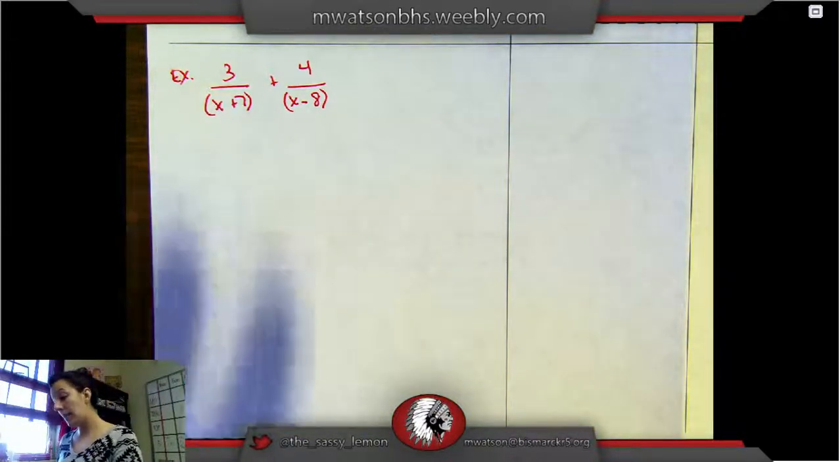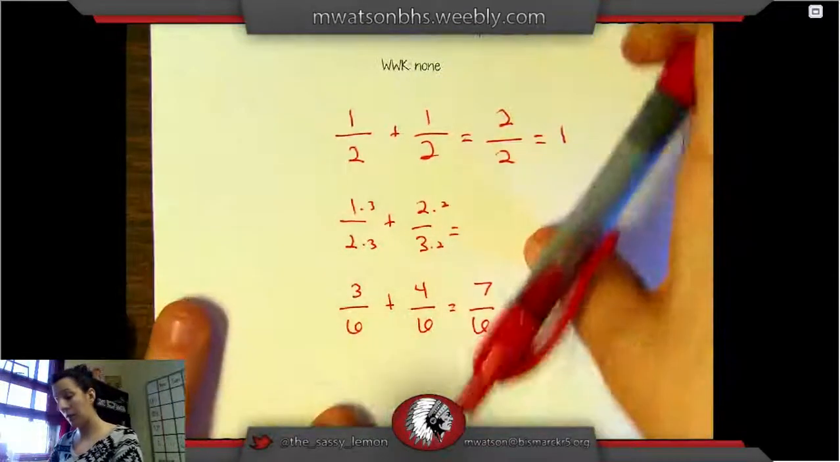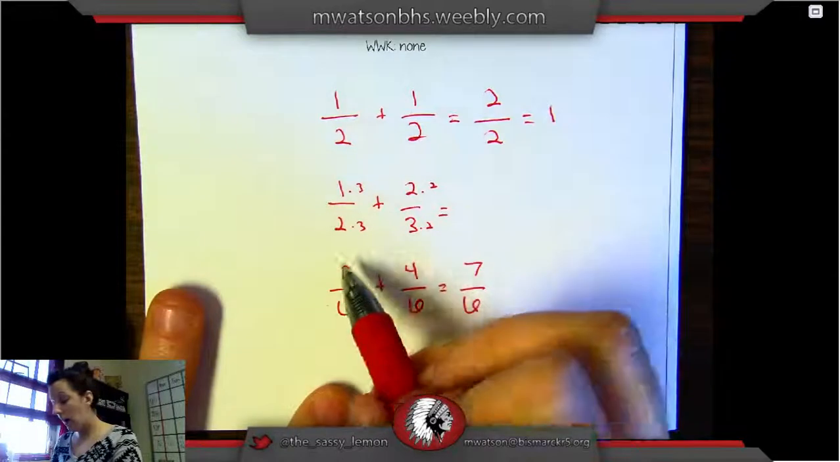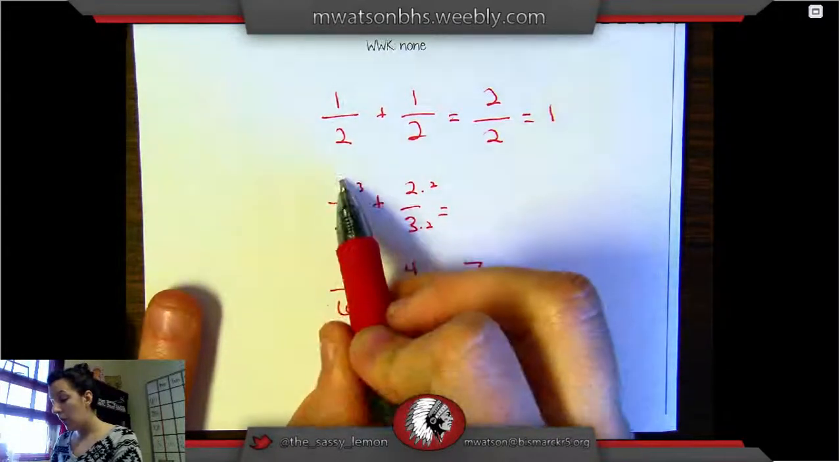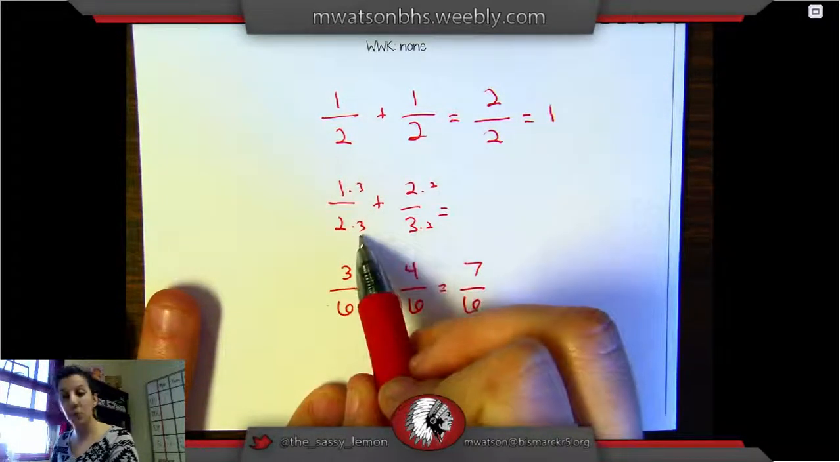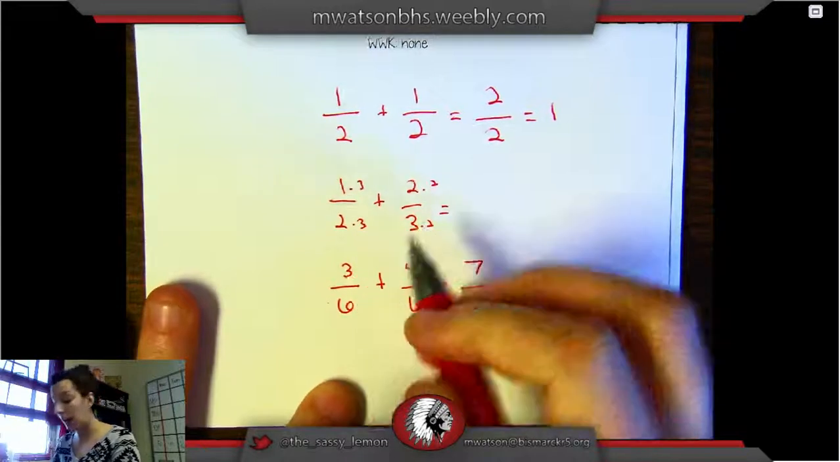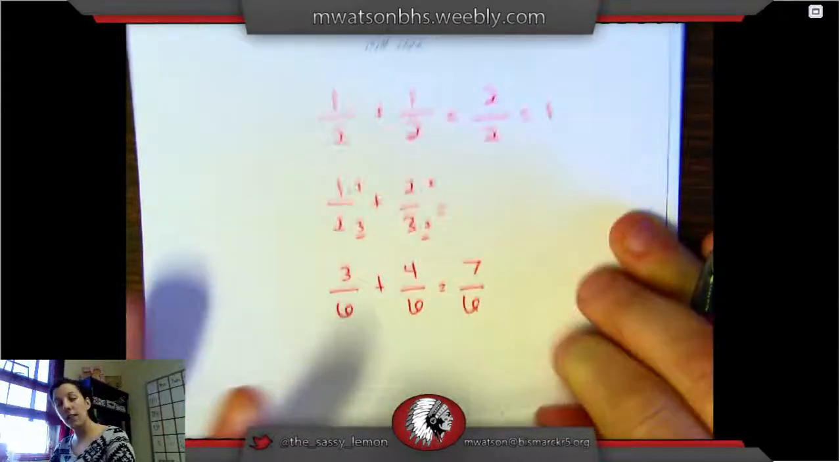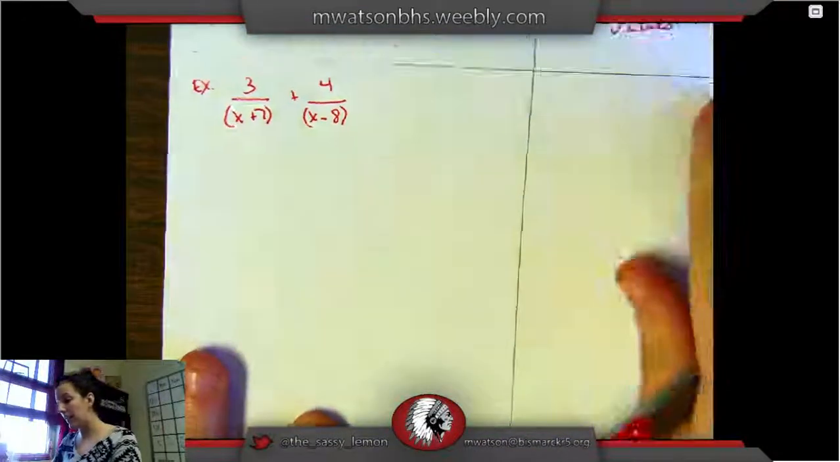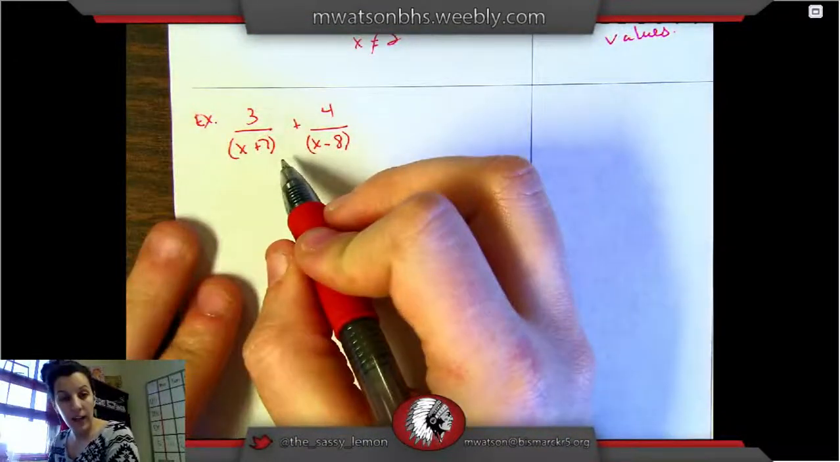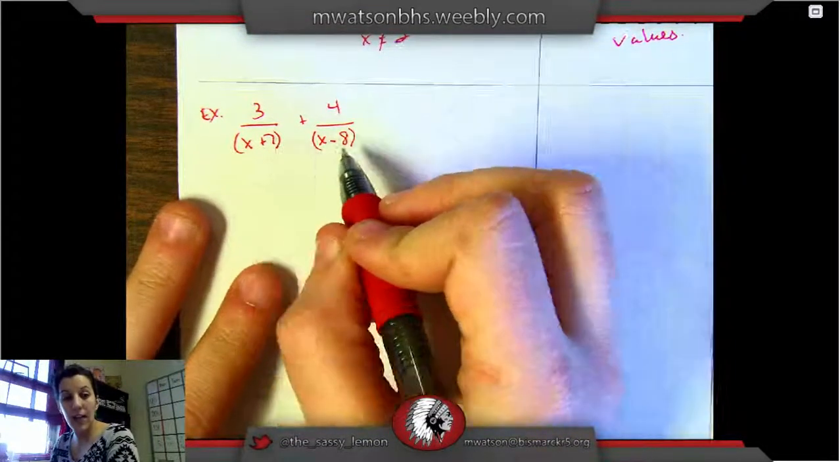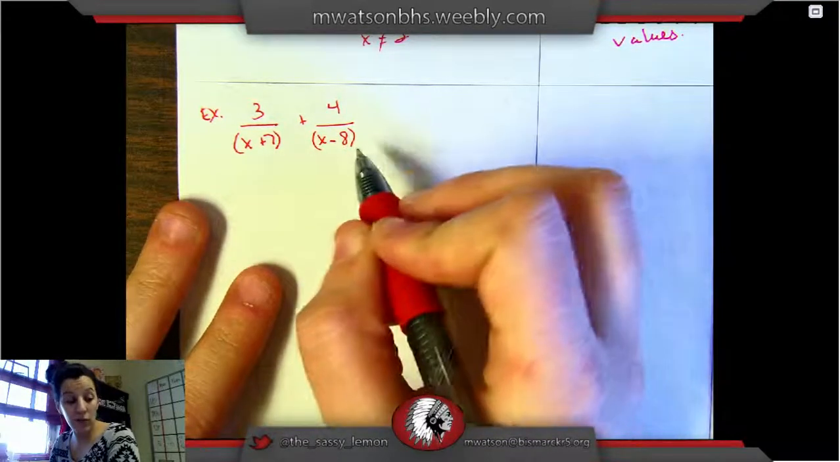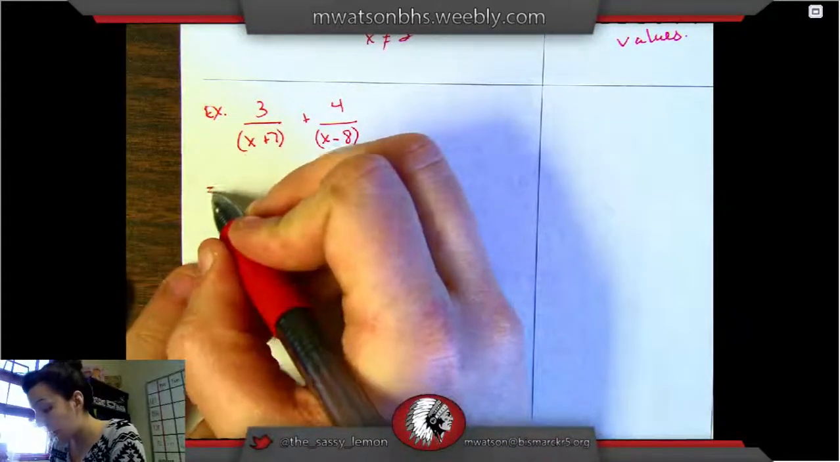So with that being said, let's look back at our number problem we did here. We said, oh, 1/2 and 2/3, let's just multiply by the other denominator. So we multiply by 3 here and 2 here. We're going to do the same idea with quantities. So this denominator is going to be multiplied by this denominator, and vice versa. So here's how it will look.